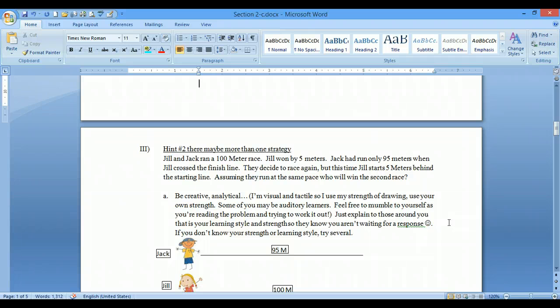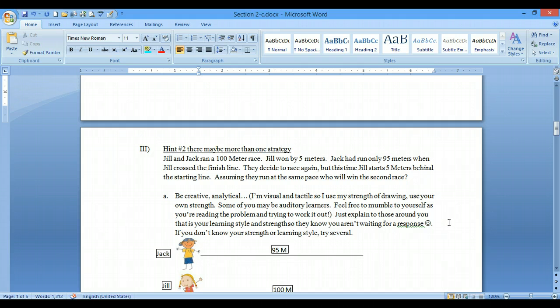We all have different learning styles, and there's different ways that you may approach something. You can be creative, you can be analytical. I'm a very visual learner, so I draw my way through all story problems. Sometimes I use tactile objects too. Those of you who are a tactile learner, if you need to see Jack and Jill running, get a pencil in your hand and a pen in the other, one's Jack and one's Jill, and make them race to see what's happening.